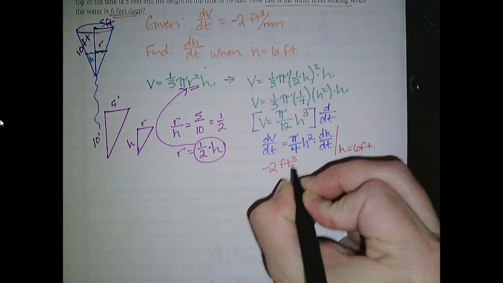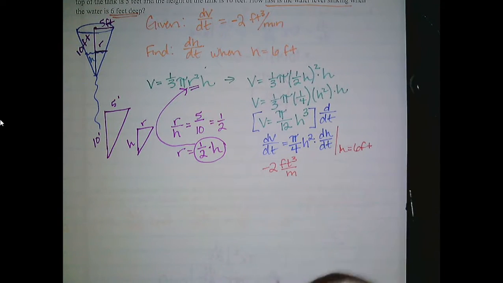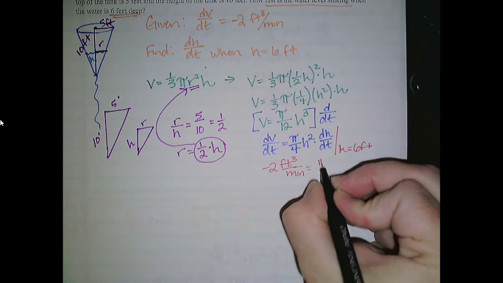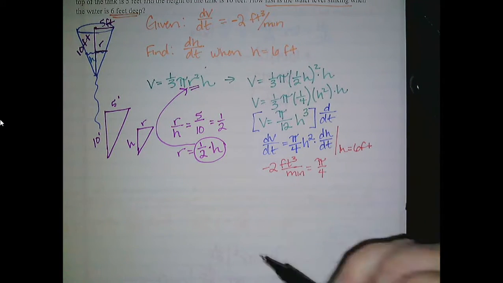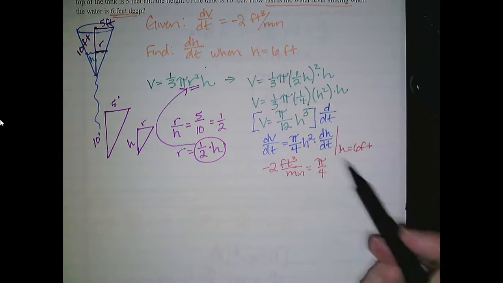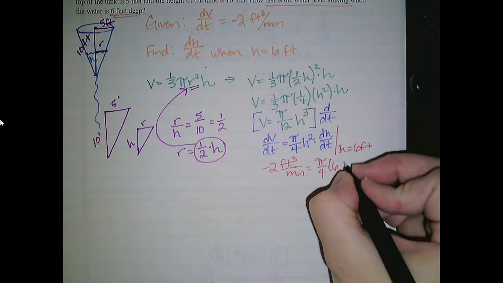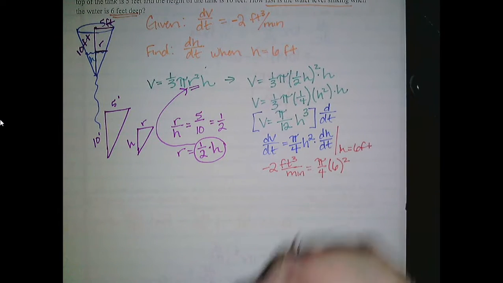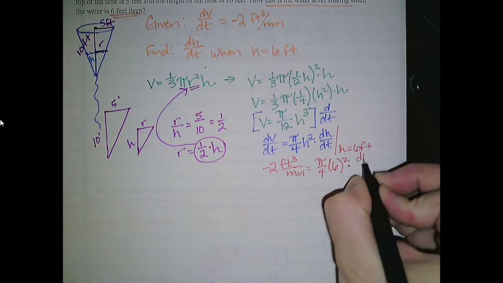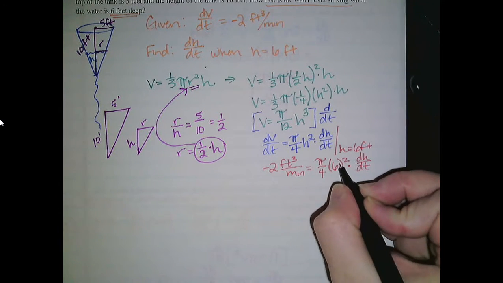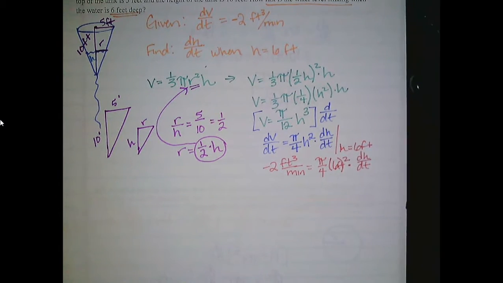We'll go ahead and put our units. Cubic feet per minute. I have pi over 4, and I'm interested in the rate of change of the height when the height is 6, so 6 squared there, times dh dt is what I'm looking for. And again, that would be in feet. We'll put that feet in there.